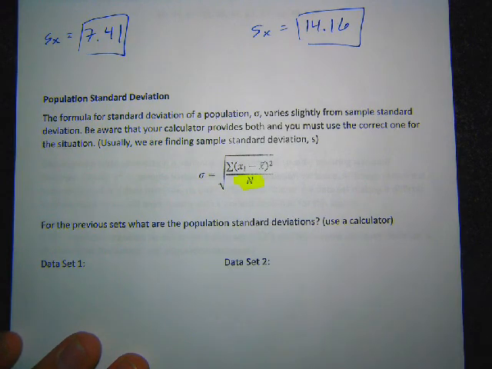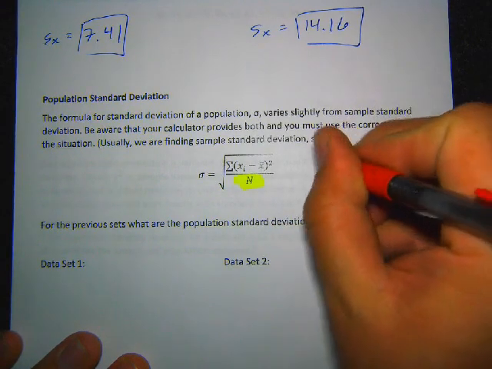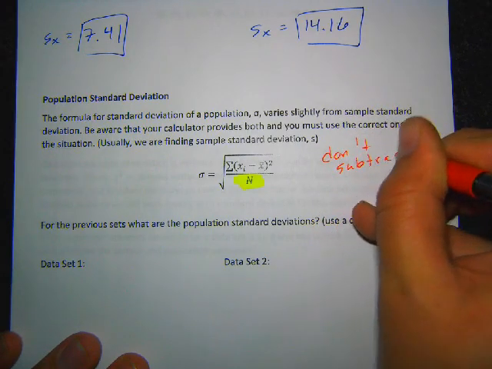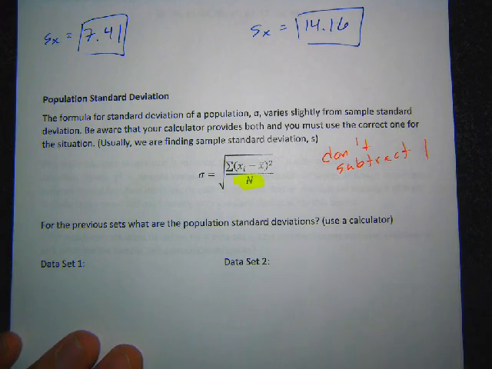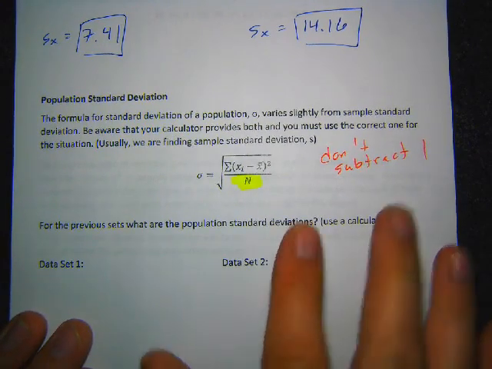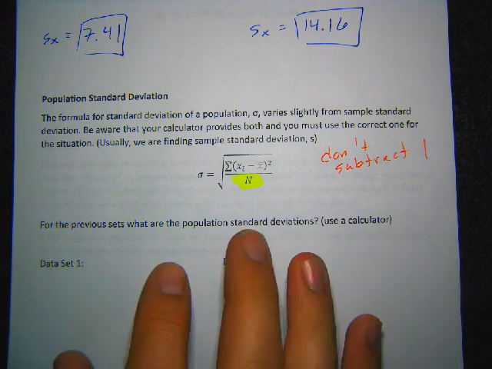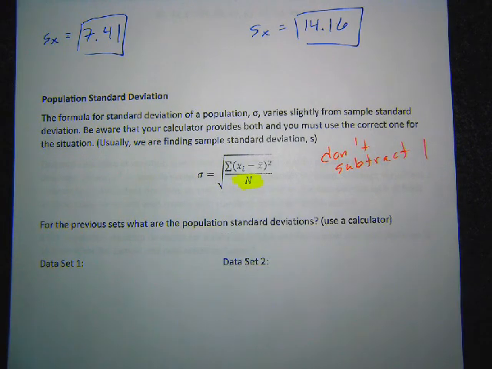So instead of dividing by n minus 1, you actually divide by capital N, which remember is the entire population. So in this case, we don't subtract 1. Now because of that difference, that difference is enough that if you use the wrong calculation, you're going to get a slightly different answer, and so things are going to get marked wrong. So if you're looking for population, you have to do the calculation differently. Thankfully, we can still use a calculator to do this.